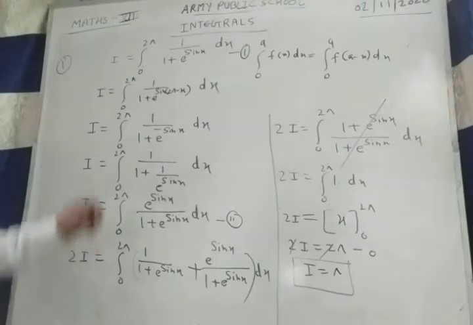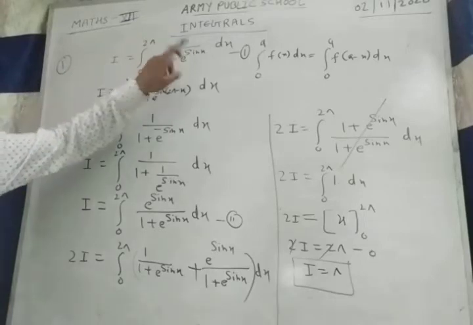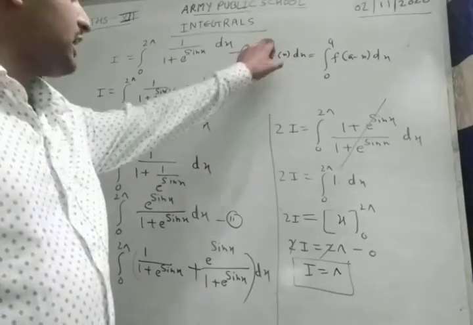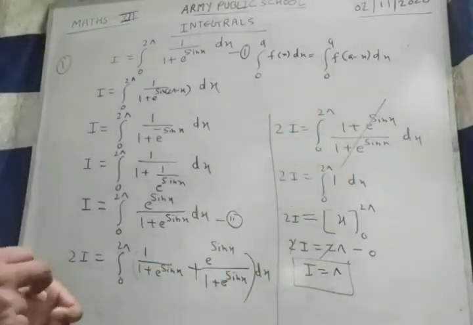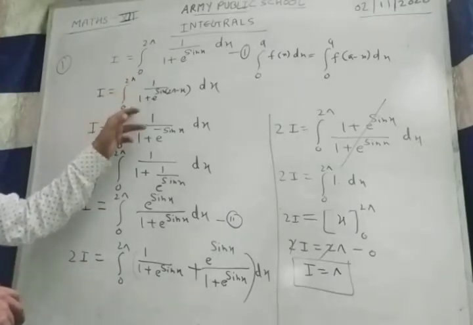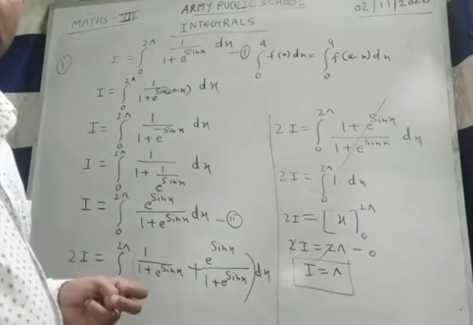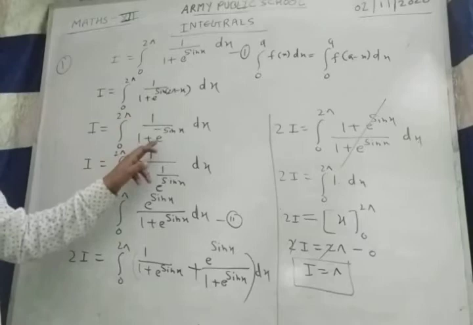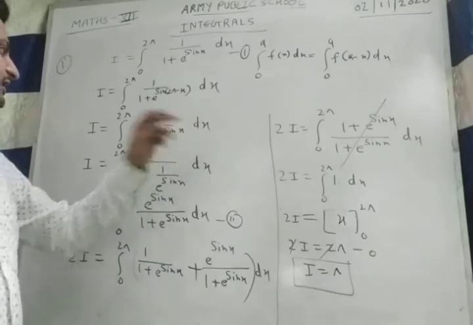Let's see what we have done. We are given I is equal to integral 0 to 2 pi of 1 by 1 plus e to the power sin x dx. So we apply our property: integral 0 to a f(x) dx is equal to integral 0 to a f(a minus x) dx. We apply this property of definite integral. Because our limit is 0 to 2a, so 2 pi, we write 1 by 1 plus e to the power sin (2 pi minus x) dx. Now I is equal to integral 0 to 2 pi of 1 by 1 plus, we can write sin (2 pi minus theta) is minus sin theta. So e to the power minus sin x dx.